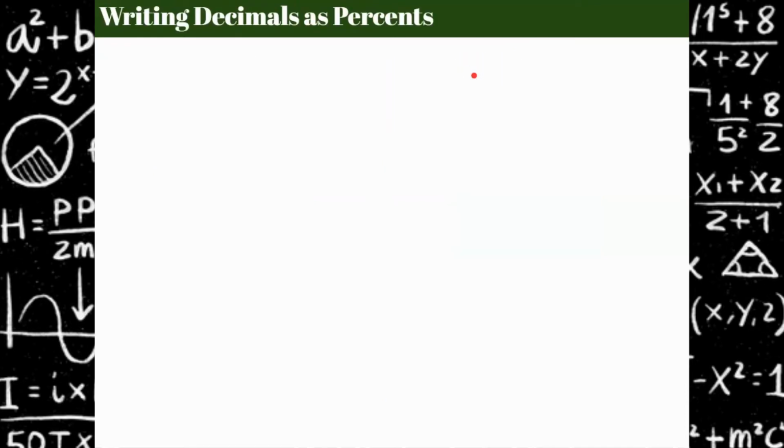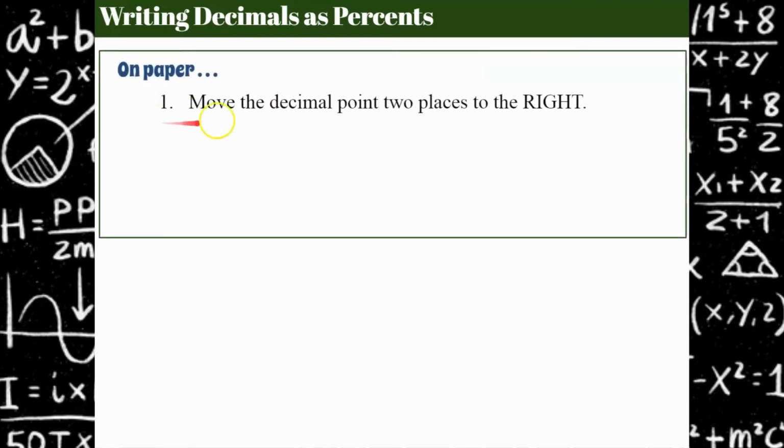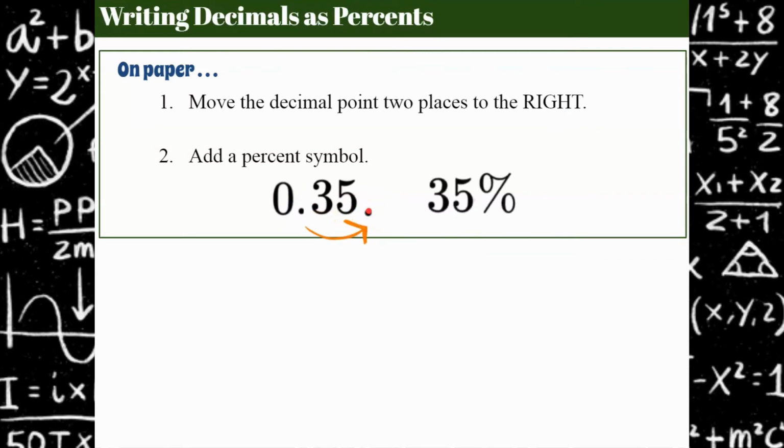Now let's talk about writing a decimal as a percent. I'm going to show you 2 ways again. So on paper, you move the decimal point 2 places to the right. So we're going to do the opposite. And then you add a percent symbol. 0.35, you move the decimal point 2 places to the right, add your percent symbol, and you have 35%.